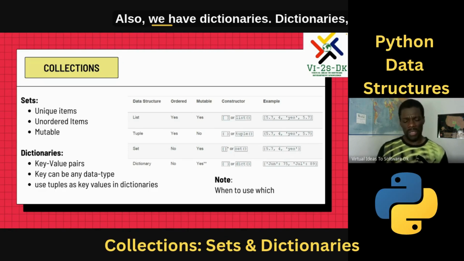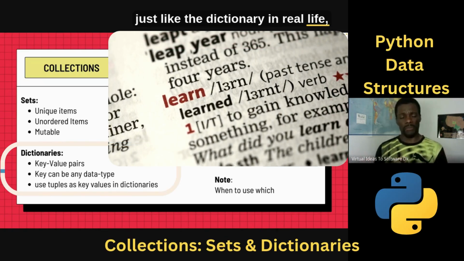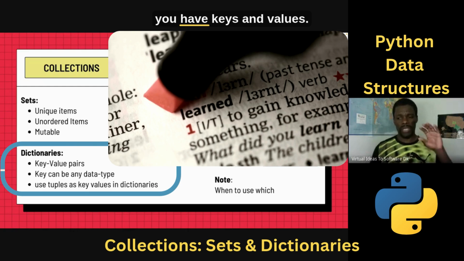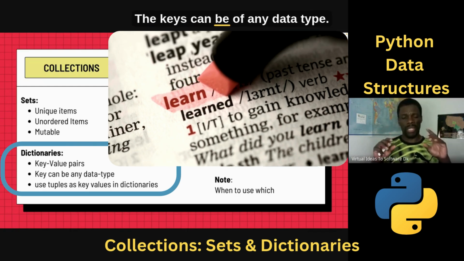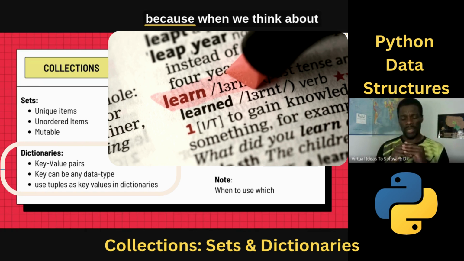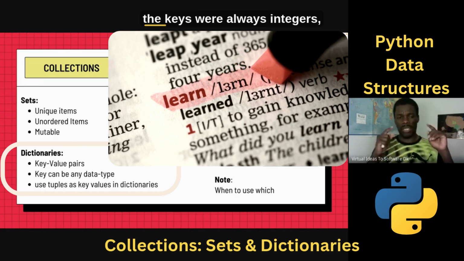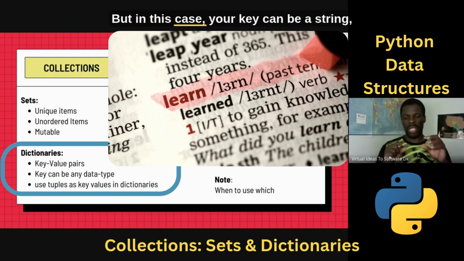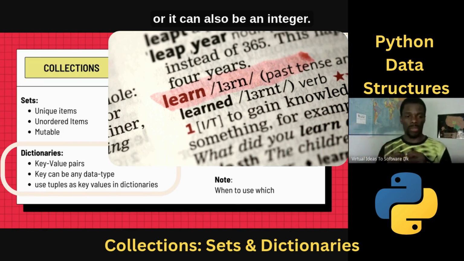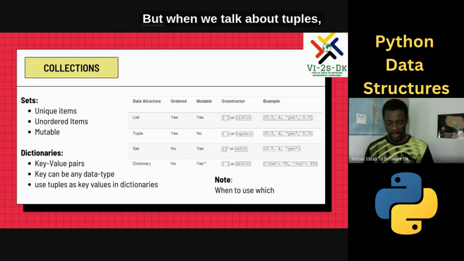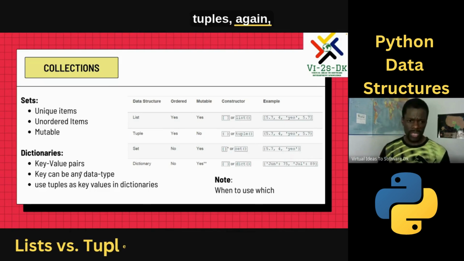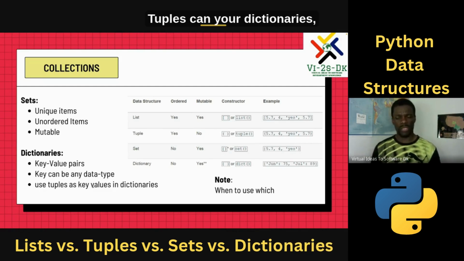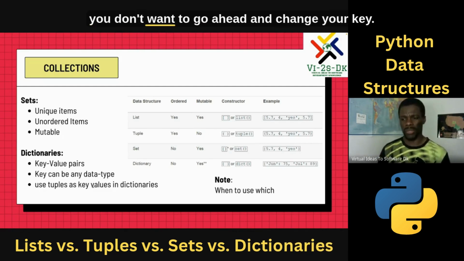Also, we have dictionaries. Just like the dictionary in real life has words and descriptions, in the dictionary of Python you have keys and values. The keys can be of any data type. The key does not always have to be an integer, because when we think about sequences, the keys were always integers, which are also known as indices or index. But in this case, your key can be a string, a double, or an integer. When we talk about tuples, tuples again are immutable. Tuples can be used as key values in your dictionaries because once you have your key, you don't want to go ahead and change your key.